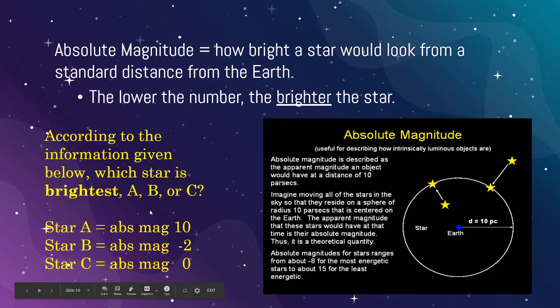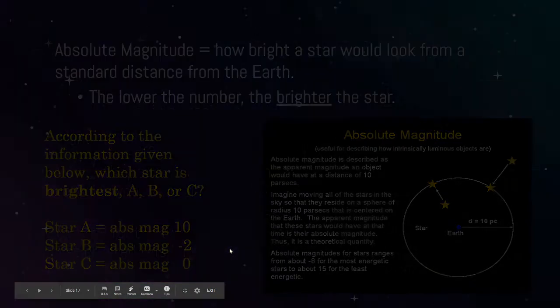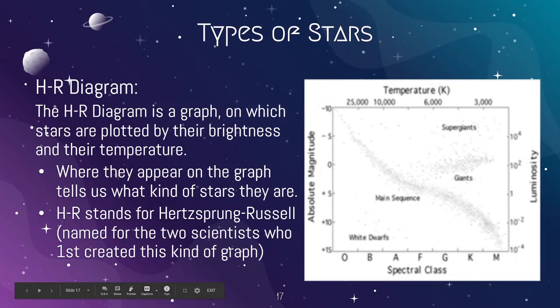So like in this little scenario here, star B would be the brightest star out of these 3 because it's a -2. So you're always looking for, when you're checking out the brightness of a star, the lower the number, the brighter the star. Okay, so once we've gathered this information about composition, temperature, brightness, we plop it onto a graph just like any good scientist would, and we follow the pattern, okay?